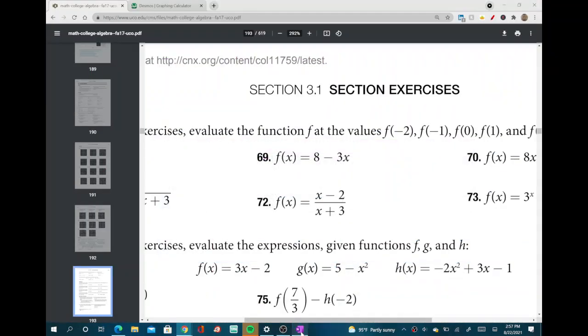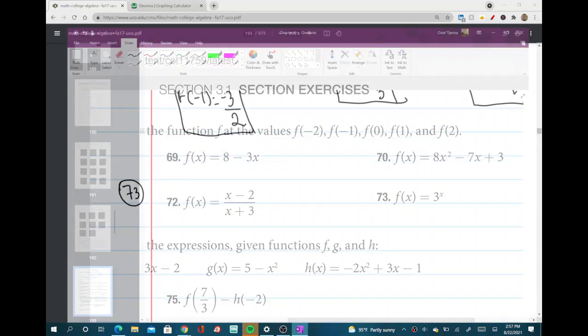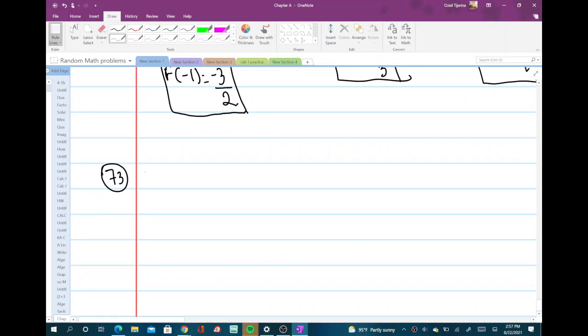Number 73 says 3 to the x. So we're going to do f of negative 1, f of 0, and f of 1. So f of x equals 3 to the x. If I do f of negative 1, I have f of negative 1 equals 3 to the negative 1 power.